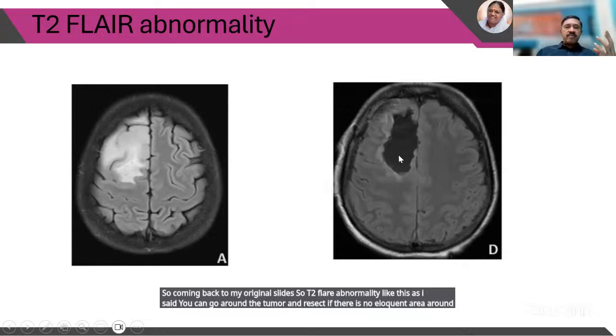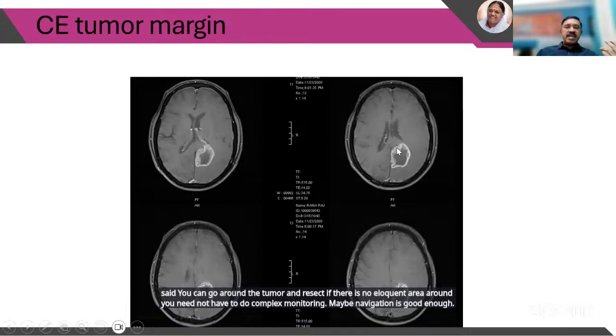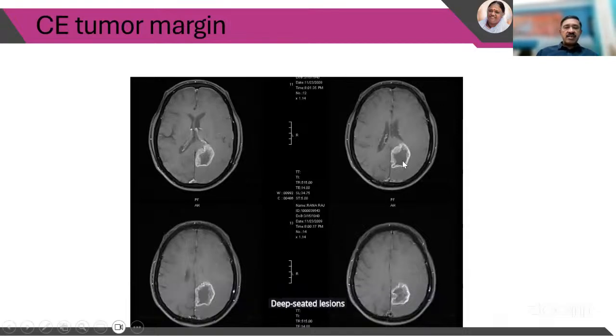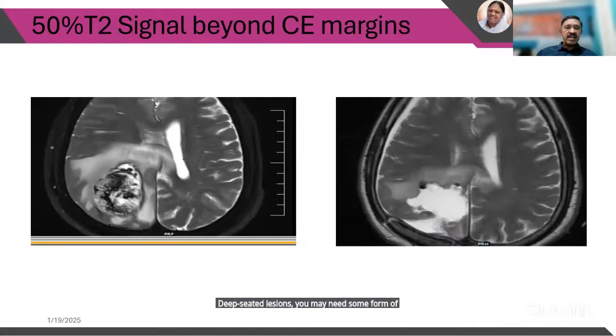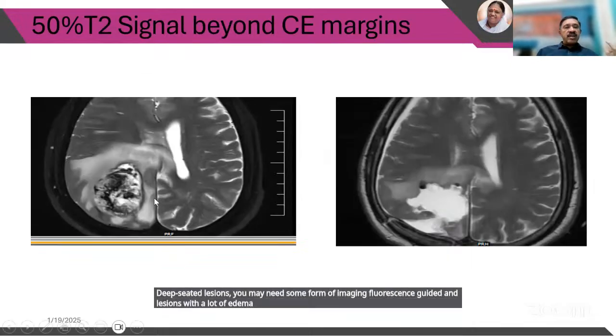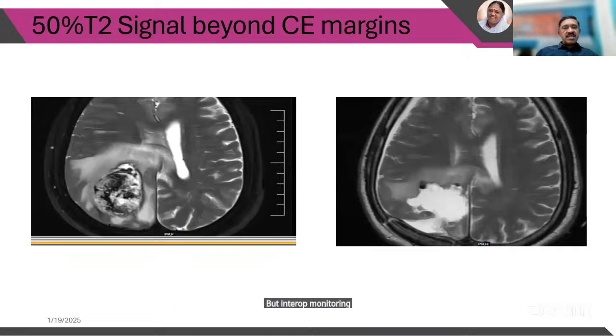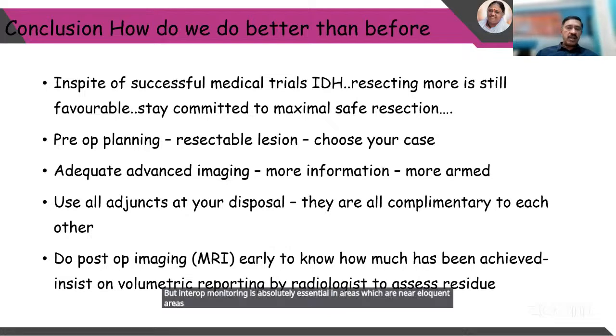You need not do complex monitoring. Maybe navigation is good enough. For deep-seated lesions, you may need some form of imaging, fluorescence guided, and for lesions with a lot of edema, intraop monitoring is going to be very difficult, but intraop imaging will be very useful. But intraop monitoring is absolutely essential in areas which are near eloquent areas or presence of eloquent areas.